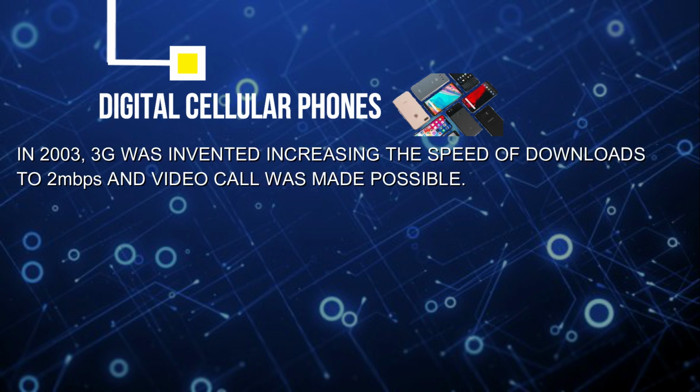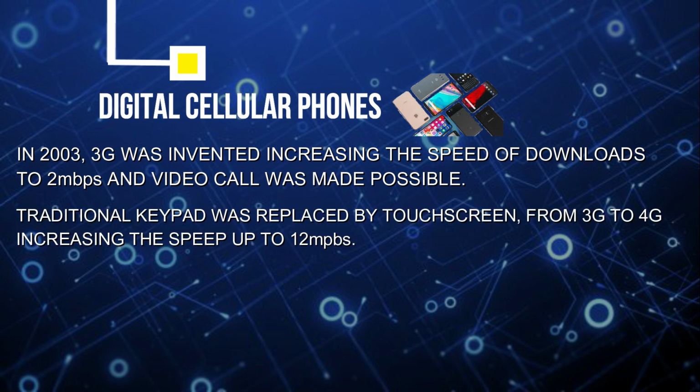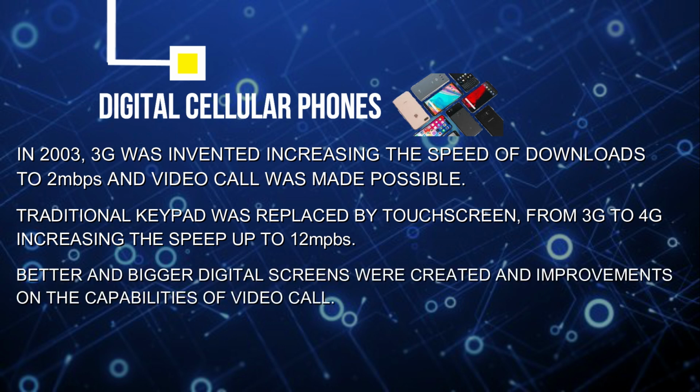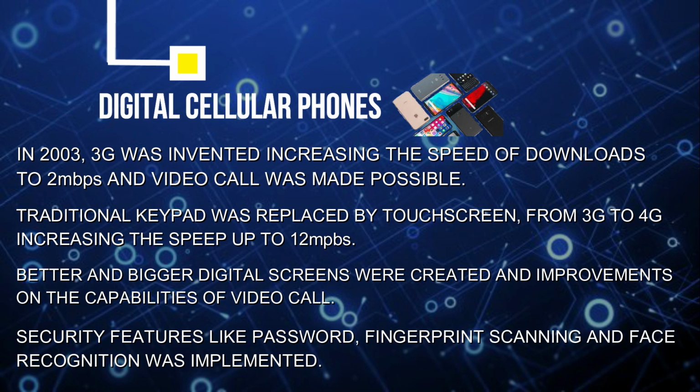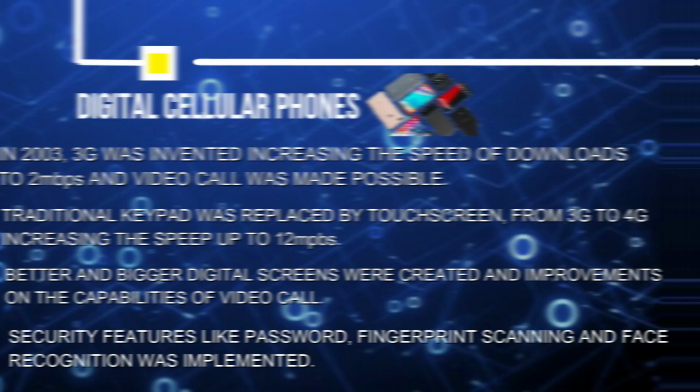The invention of 3G made the download speed on mobile phones up to 2 Mbps, and in 2003, video call was made possible. From simple to smart, touchscreens replaced the traditional keypad. From 3G, it went to 4G, making the download speed up to 12 Mbps. Digital screens were made better and bigger, and video calling capabilities improved significantly. Security features were also implemented, from passwords to fingerprint scanning and to the current face recognition, making the use of cellular phones more simple and smarter.